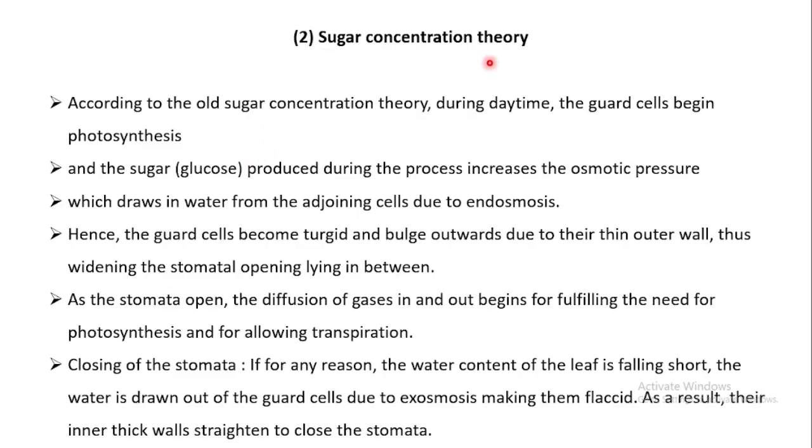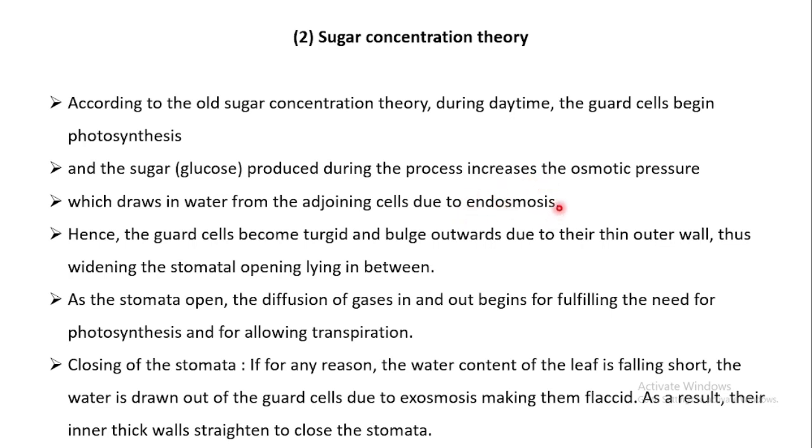Now let's move on to sugar concentration theory. According to the old sugar concentration theory, during the daytime the guard cells begin photosynthesis, and the sugar or the glucose produced during the process increases the osmotic pressure. In the first theory we were talking about ATP drawing in the potassium ions, and then turgor pressure increases. Here we are talking about sugar. The presence of glucose increases and hence osmotic pressure increases, which draws in water from the adjoining cells due to endosmosis.